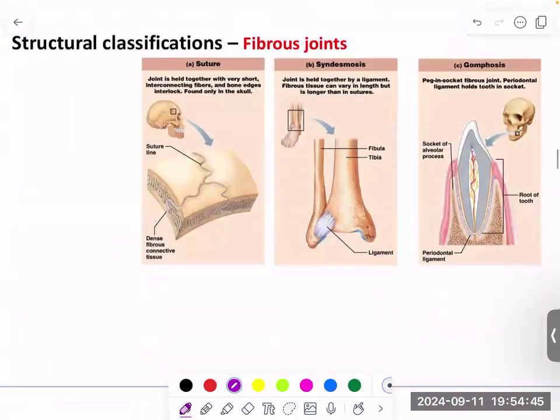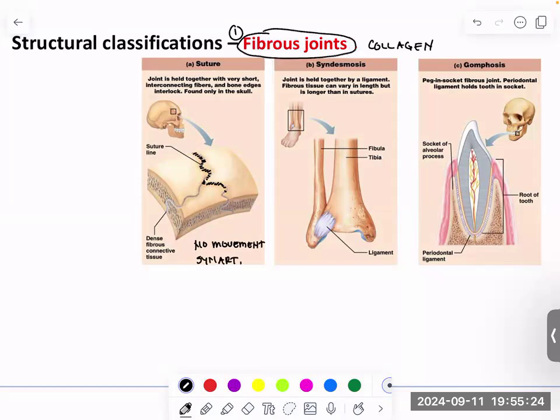Structural classifications. Here's our first one. Fibrous means it's made of collagen fibers. That joint is made of collagen fibers. A suture is a great example. Those are made of collagen fibers. This is a fibrous joint. Keep in mind, this one is no movement. So this one is synarthrosis. Here's its structural. Here's its functional.